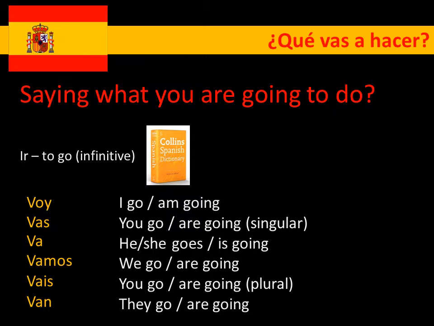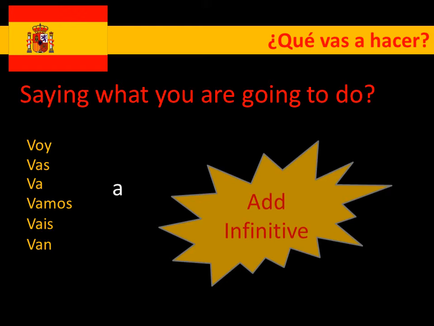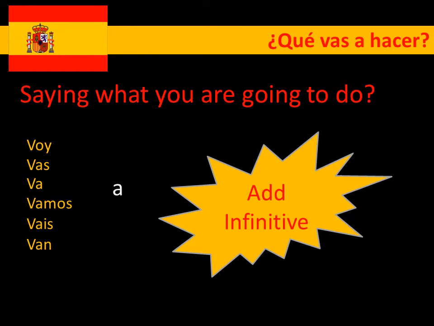Okay, so once you've got that, the voy, vas, va, vamos, vais, van. Okay, we've got the first part then. I'm going. I mean, the next thing we need is this. Very important to link the two together. So voy a plus any infinitive you want. So remember, an infinitive is a dictionary definition. It doesn't give us any information about the person involved in these activities.